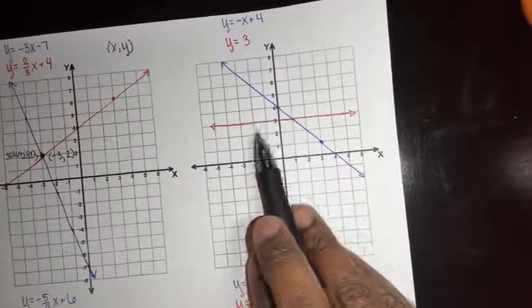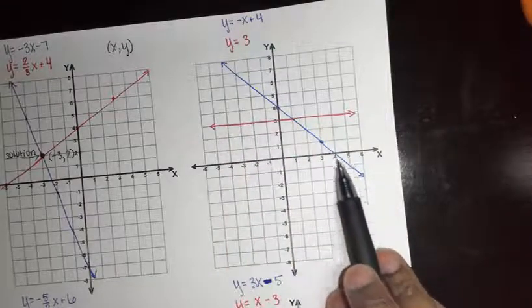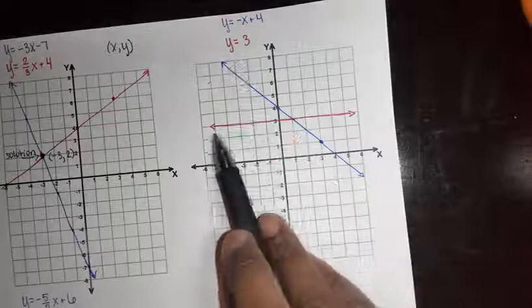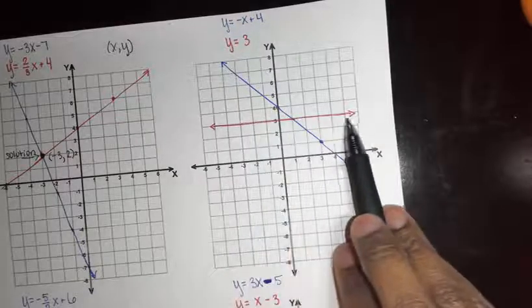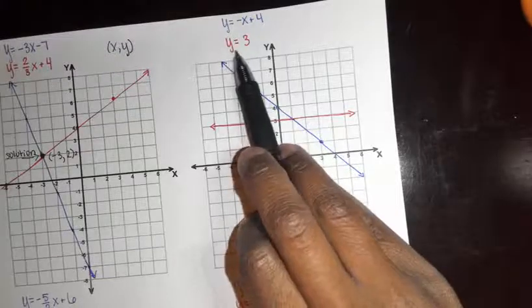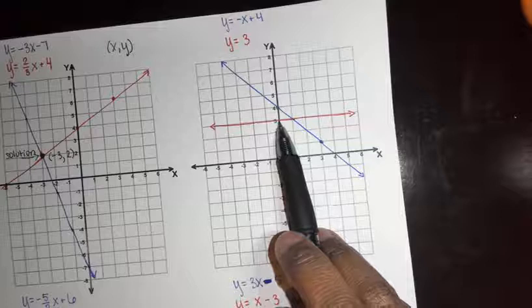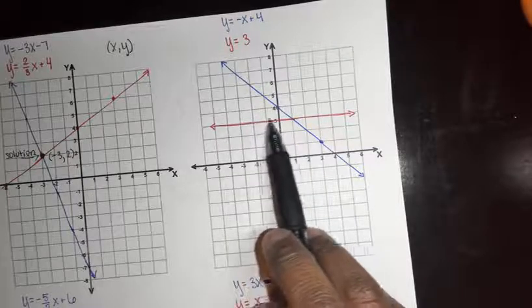I'm looking at this line here. The blue line is -x plus 4, and the red line is just y equals 3. See how it's a flat line? It's a straight horizontal line. So y equals 3, I can always look at that. I know that that is going through the y value of 3, and it's just a flat line at 3.